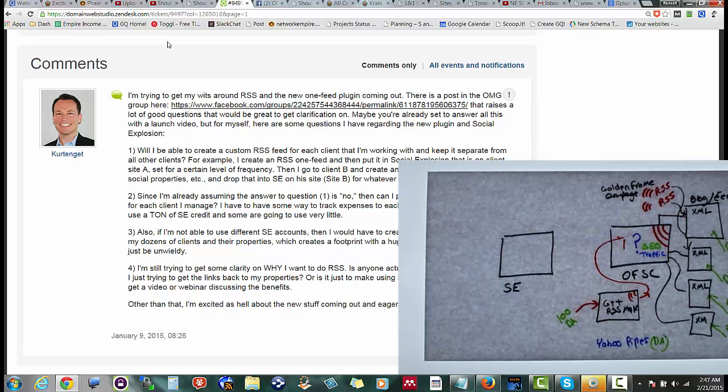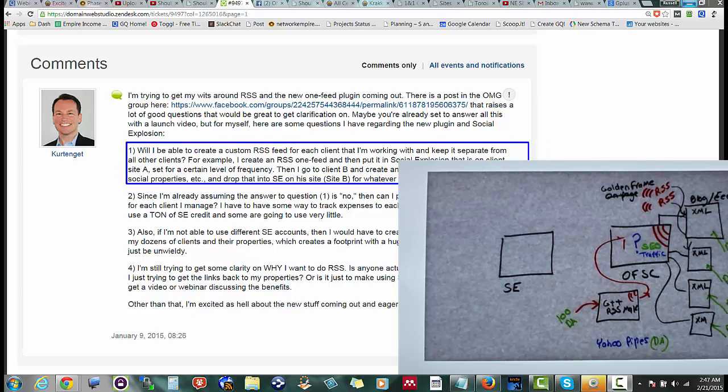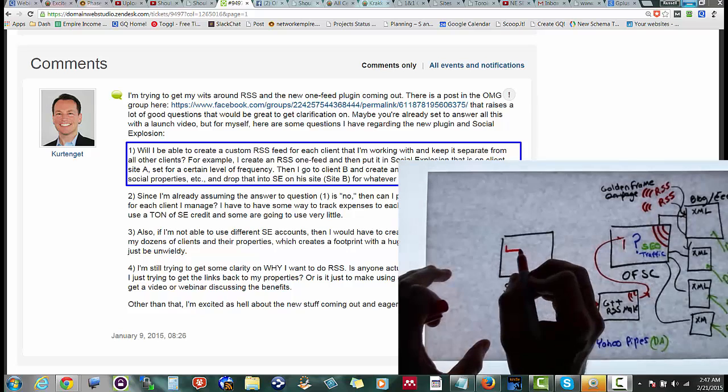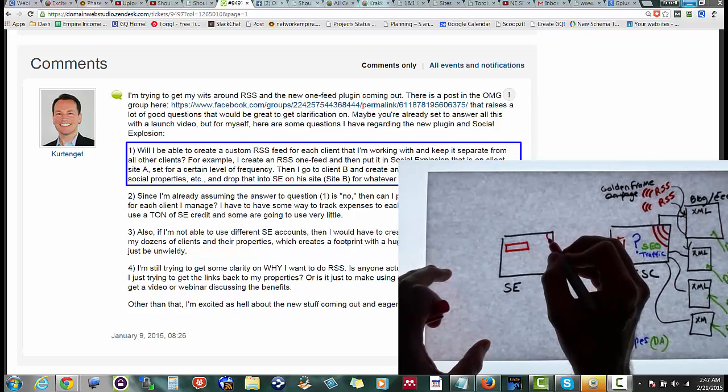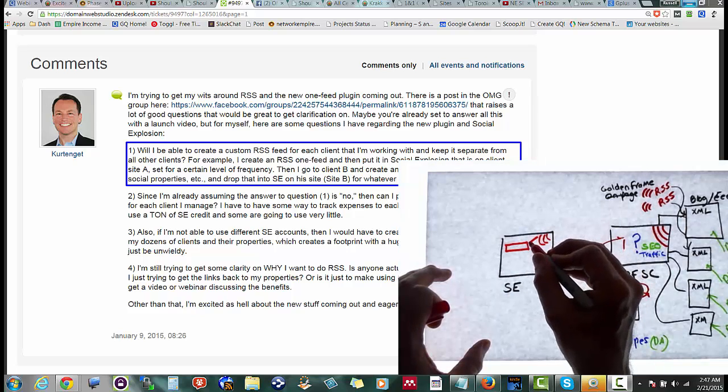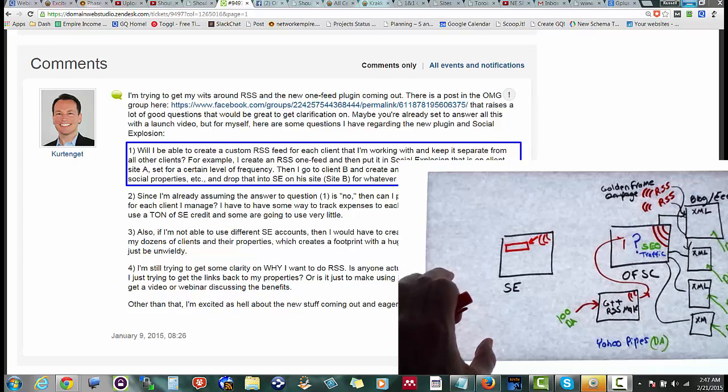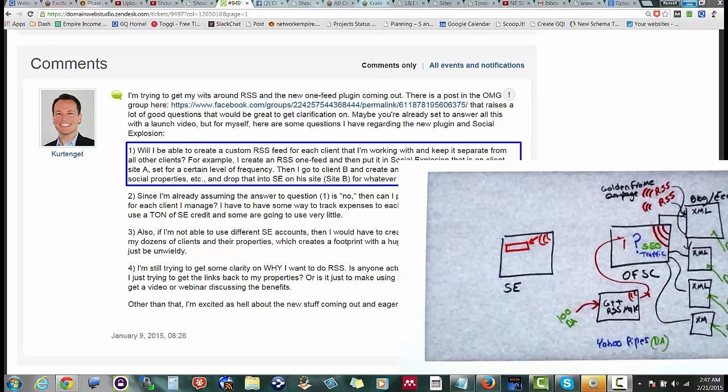Okay, so another question that Kurt asks really well is that when you start to throw Social Explosion in there, I think it begins to confuse the issue, because Social Explosion has a location inside the plugin where you can add an RSS feed in. Okay, well, what RSS feed would you put in Social Explosion? Well, think about what you're doing there.